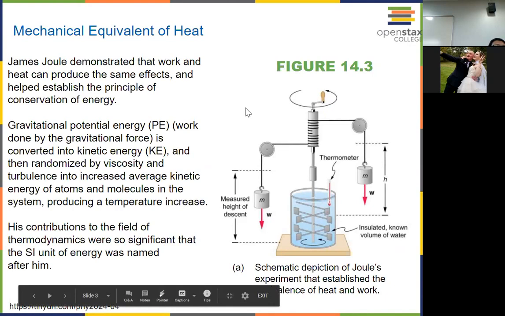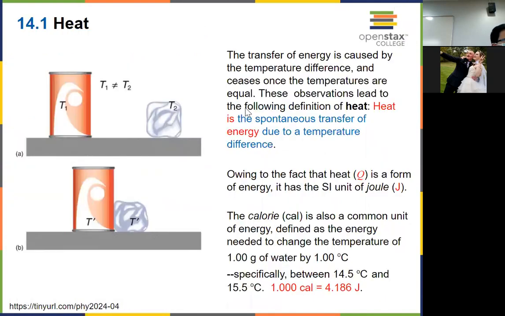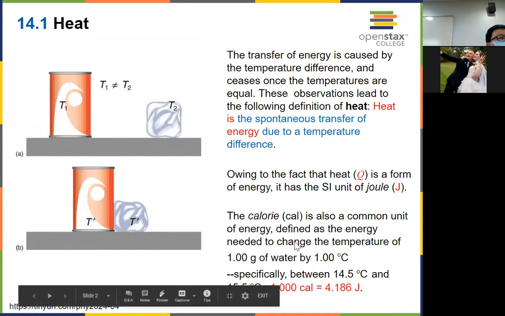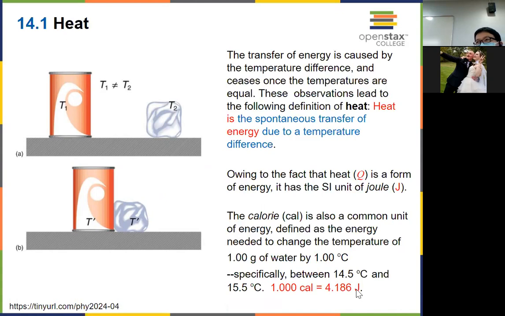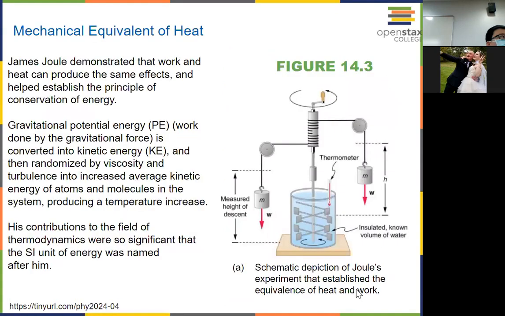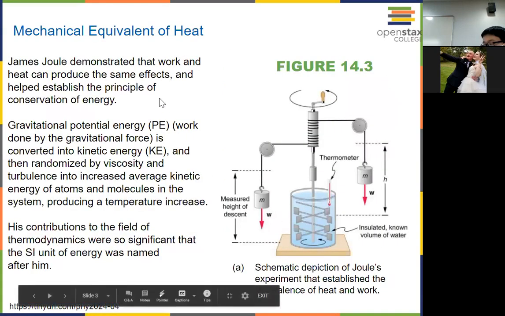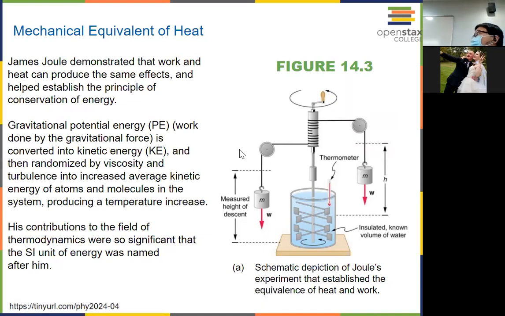The calorie is defined, I think on the previous slide, as follows: if you change the temperature of 1 gram of water by 1 degree Celsius, the energy or heat needed to do that is called 1 calorie. That's equivalent to 4.186 joules. That's based on the experiment that James Joule conducted a couple hundred years back.